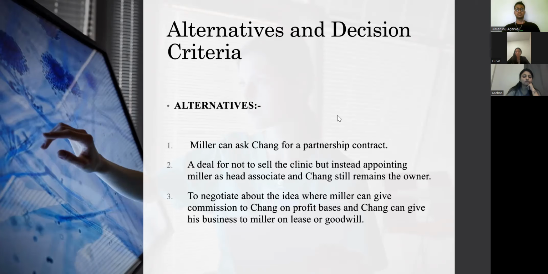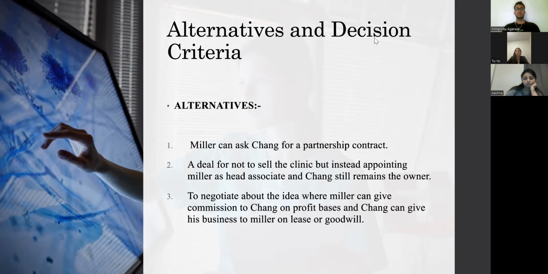This can only happen where Miller is able to assure Chang of his skills, his particular ideas about developing or improving the clinic, and all his hard work or dedication he has got to put in. So in this, he can negotiate with Chang that rather than just selling up the clinic, Miller can provide some commission to Chang on the profit basis, which he gets from running the business. And at the same time, Chang can give his business to Miller on lease or a goodwill.